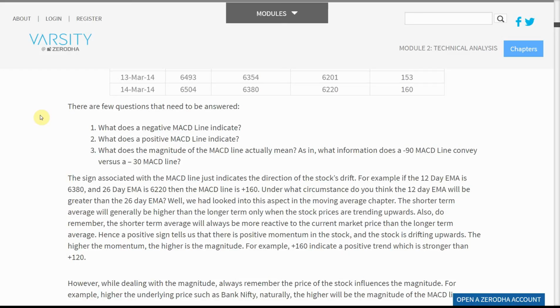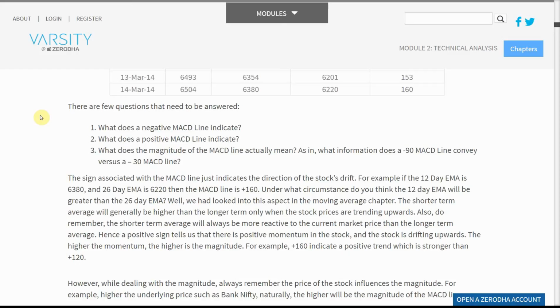There are a few questions that need to be answered. What does a negative MACD line indicate? What does a positive MACD line indicate? What does the magnitude of the MACD line actually mean? As in, what information does a minus 90 MACD line convey versus a 30 MACD line?